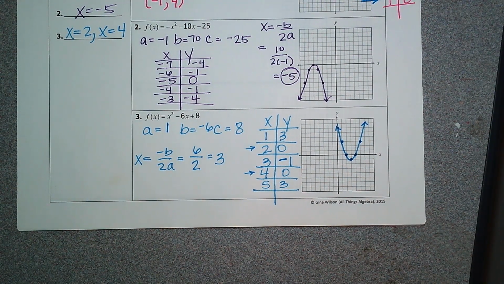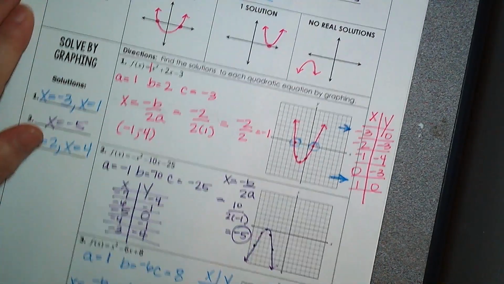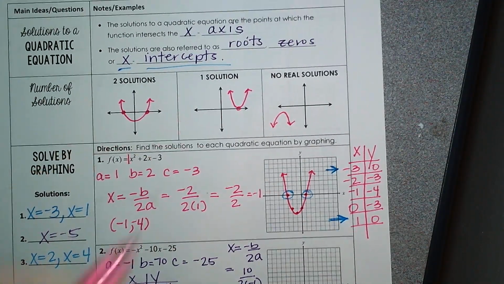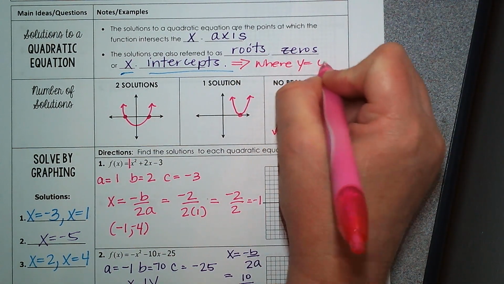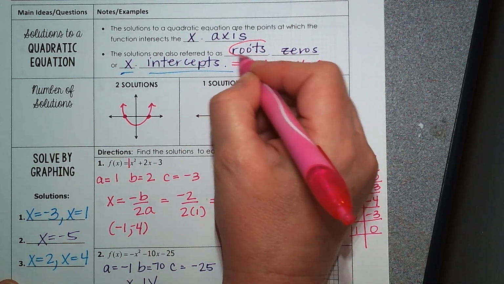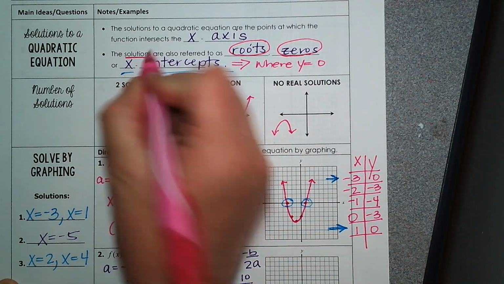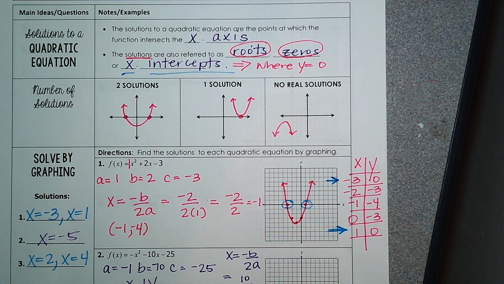So, where are the solutions to a quadratic? The x-intercepts. And if you're looking at your table, how do I know what the x-intercepts are? Where y equals 0. The solutions to a quadratic can also be called roots or zeros. All of those words are interchangeable. So if they ask for the roots, the zeros, the x-intercepts, or the solutions, all of those words are interchangeable.